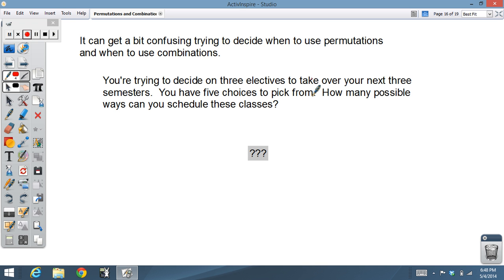Okay, now it gets a little tricky to decide when to use permutations and when to use combinations. Okay, so we're trying to decide on 3 electives to take over the next 3 semesters. You have 5 choices to pick from. How many possible ways can you arrange this schedule? Well, if you want to try and work it on your own, now would be a good time to pause it before I move the question marks. Okay, hope I gave you time. Here we go, here's your answer.